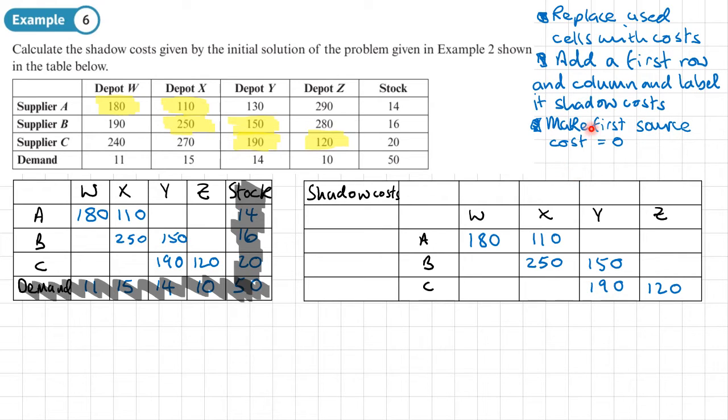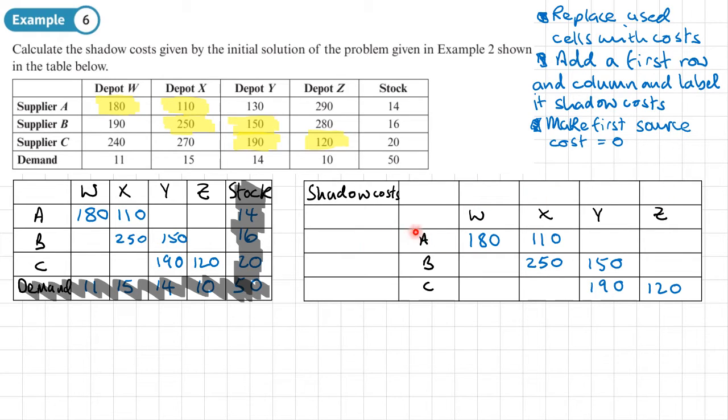The way that this works is that we make the first source cost equal to 0. This column is going to have the source costs for A, B and C, and this row here is going to have the destination costs W, X, Y and Z. Now we said that each cost, this 180, is made up of a source cost and a destination cost, and we're going to work out what these values are.